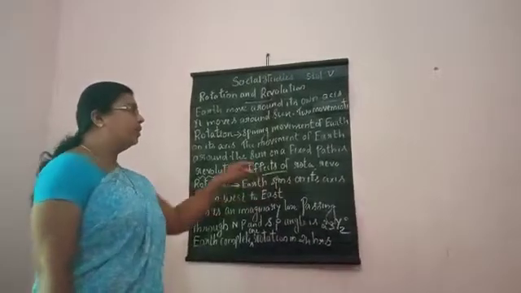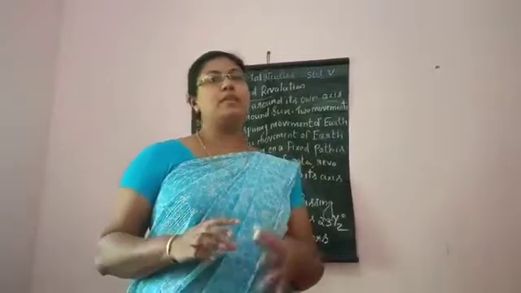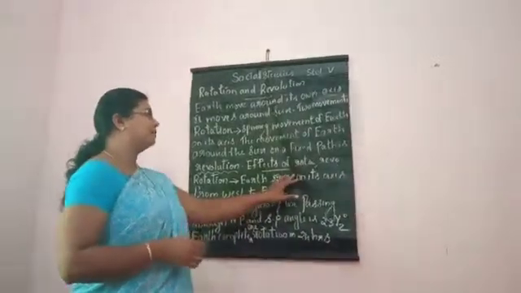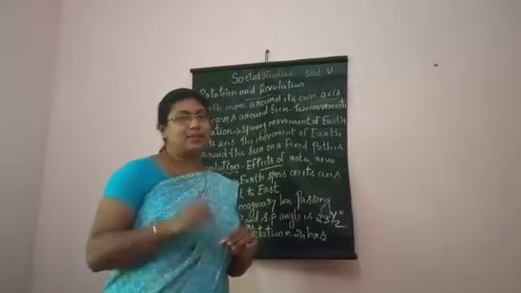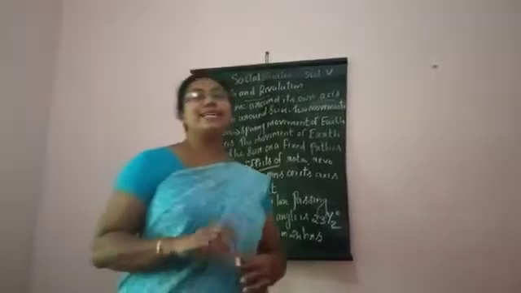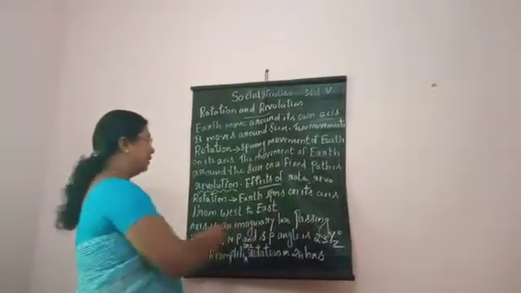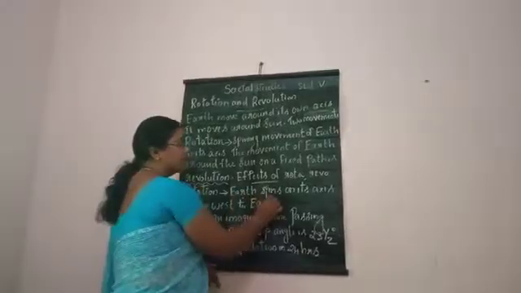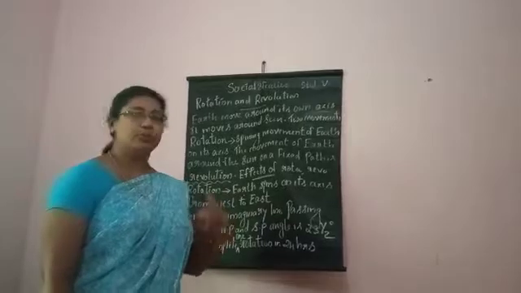And we are going to deal with the effects of rotation and revolution. First we will deal with the effects of rotation. So listen carefully. The earth spins on its axis from west to east. We are dealing with the effects. So the first effect is that the earth spins on its axis from west to east.